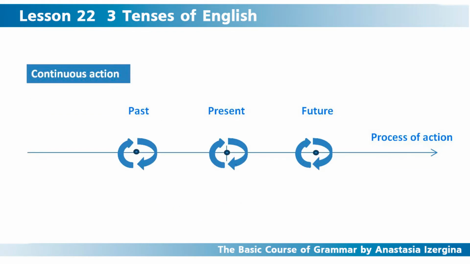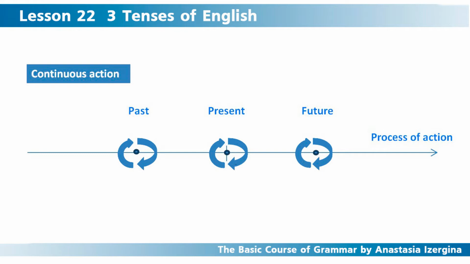Next, let's see continuous action scheme. Here we see that our actions, our spots, they are actually located on our timeline. Here we see that there is a demonstration of process. So some action is happening or was happening or will be happening in some moment in past, present or future. This type of action is about process of action. Here we don't mean fact, here we mean a process.